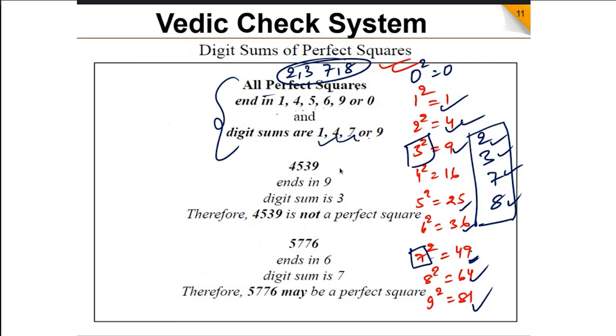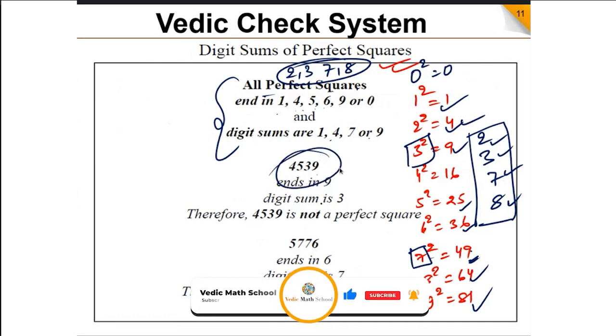Is this number 1, 4, 7, 9? If yes, then you can ask what is the unit place value? Unit place value is 9. That is not among 2, 3, 7, 8. So yes, we can say that this is a perfect square. Okay. Now let's talk about this question. Is this number also a perfect square? 5776. Can you tell me?